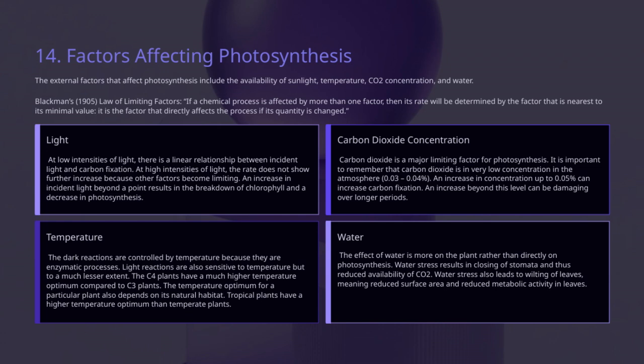And finally, I want to highlight Blackman's law of limiting factors. It states that if a process is affected by multiple factors, the overall rate is determined by the factor closest to its minimal level. In other words, the process is only as fast as its most limiting factor. External factors like sunlight, temperature, CO2 concentration, and water availability all play crucial roles in regulating photosynthesis. Understanding these interactions helps us see how plants adapt and respond to their environment, guiding us in optimizing conditions for better plant growth and productivity.